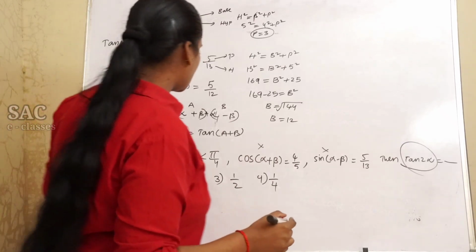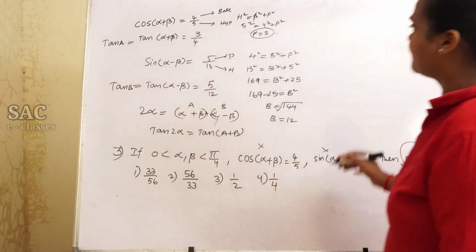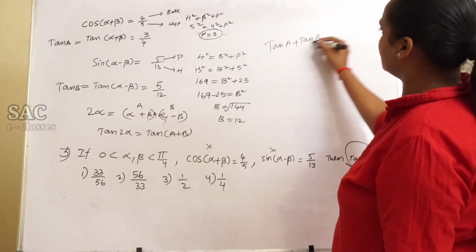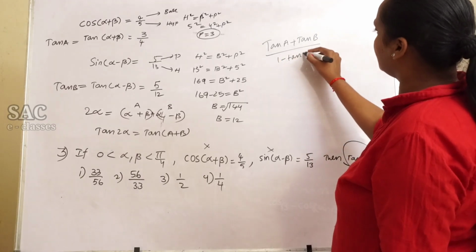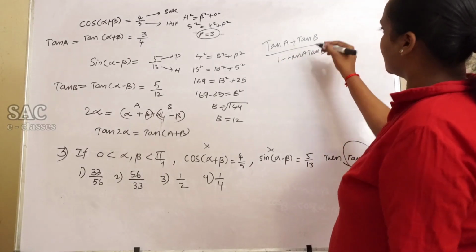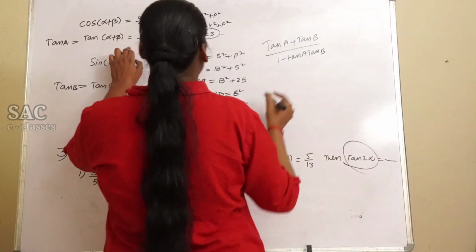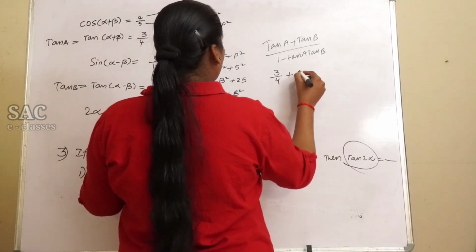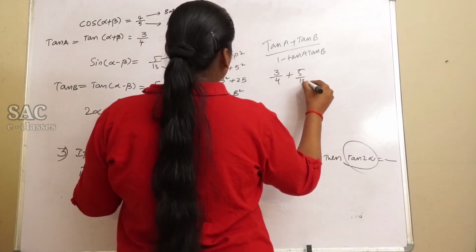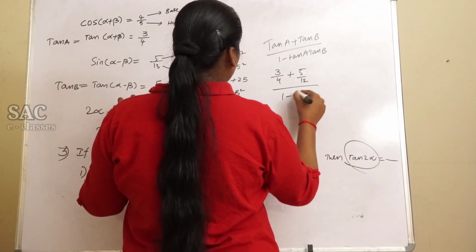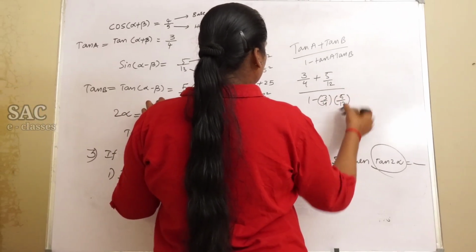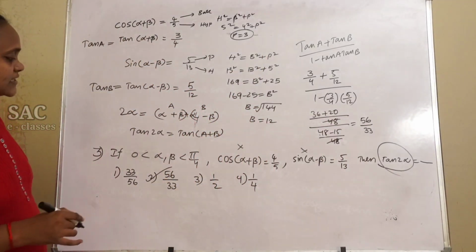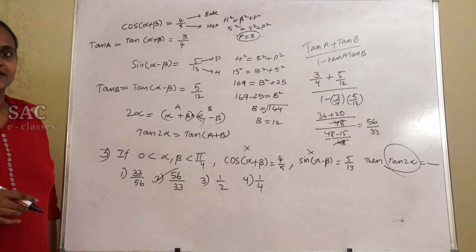Now you know how to write the compound angle of tan of A plus B using tan A plus tan B by 1 minus tan A tan B. Simplify it. Tan A value is 3 by 4 plus tan B value is 5 by 12, by 1 minus 3 by 4 into 5 by 12. Simplify it, then the answer is 56 by 33. Let's move to the next one.